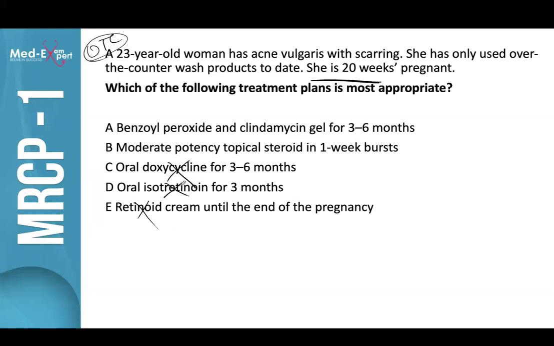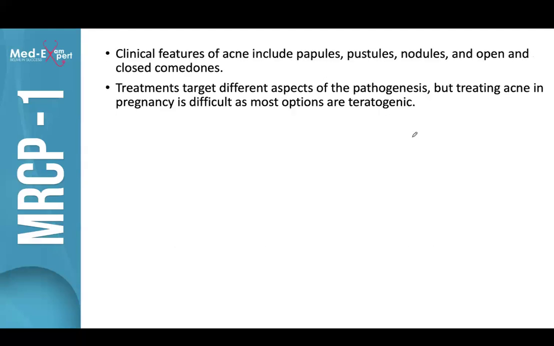Now you are left with two options. Doxycycline is contraindicated in pregnancy. Whoever answered C, please know the list of drugs that are contraindicated in pregnancy. Moderate potency topical steroid or benzoyl peroxide with clindamycin. If you had seen my acne lecture with NICE guidelines, I had explained that the first line in pregnancy is benzoyl peroxide and clindamycin gel for 3 to 6 months. This is the most appropriate first line for the management.